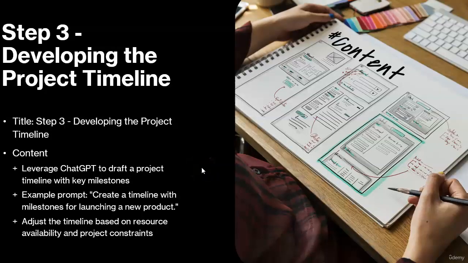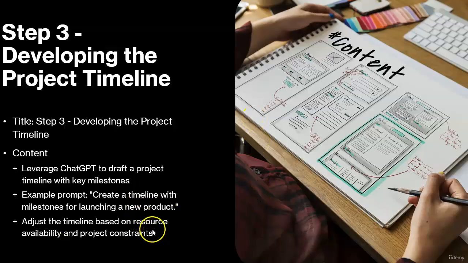Step 3 is developing the project timeline. A clear timeline with key milestones is essential for keeping the project on track. ChatGPT can help draft this timeline. For example, you can give the prompt, create a timeline with milestones for launching a new product. ChatGPT will provide a draft timeline, which you can then adjust based on your resource availability and any project constraints.